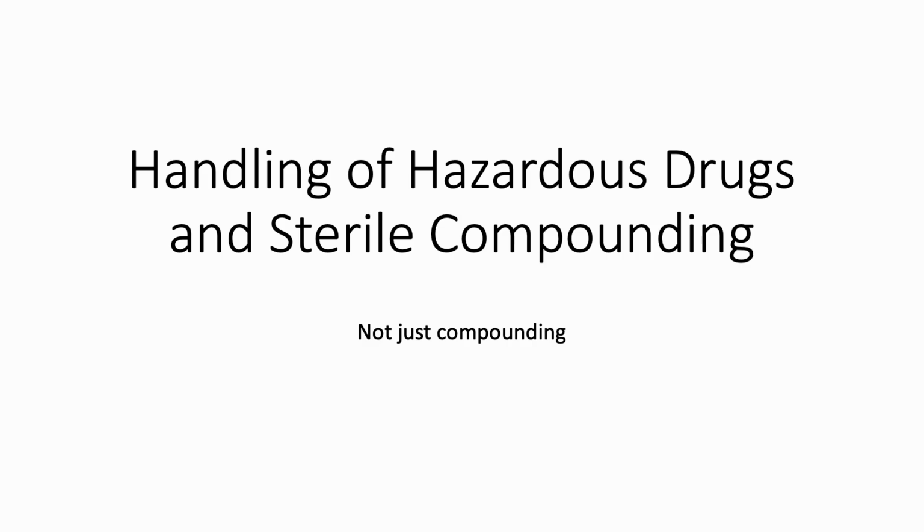Now we're going to transition to handling of hazardous drugs and the sterile compounding of those hazardous drugs. Remember that USP 800 is going to be used in combination with USP 797 for manipulating hazardous drugs that are sterile. Now, one thing to mention is that USP 800 is about handling of hazardous drugs. It's not just about compounding. It does follow the drug all the way through your facility from receipt all the way through waste. We want to make sure that's understood, but we are going to talk today about hazardous drug compounding that is sterile.